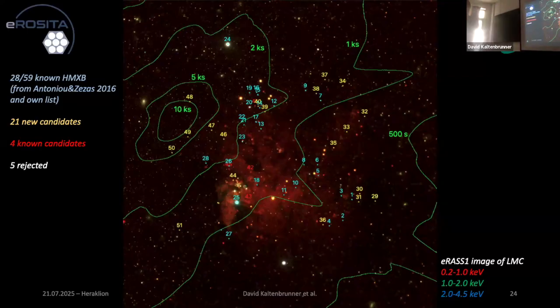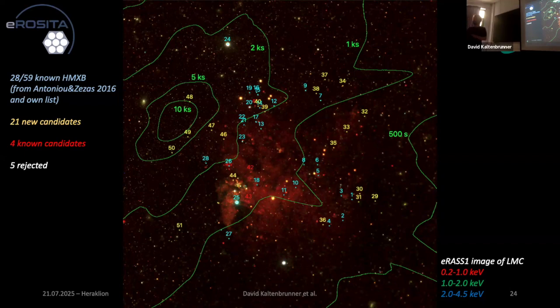Good. And then this is what we end up with. We find that out of the 59 previously known high-mass X-ray binaries, 28 were seen, which is not that surprising because these binaries are variable. And those 31 that are not seen in eROSITA's first survey also show luminosities that are below the detection threshold of eROSITA. So this is just variability and sensitivity at play.